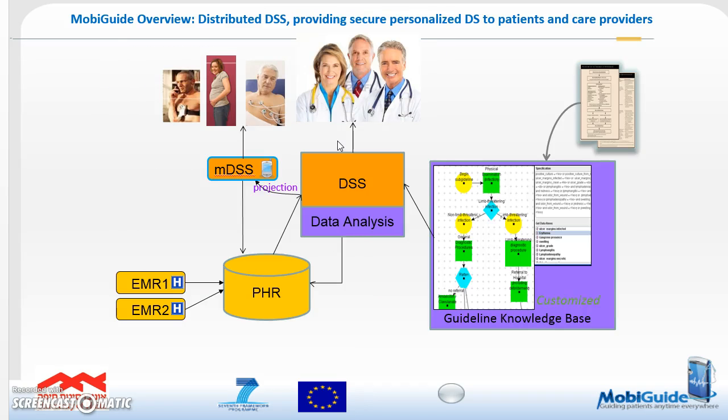The MobiGuide project delivers a distributed decision support system that provides secure and personalized decision support to patients and their care providers. The decision support is based on clinical guidelines that are represented in computer interpretable guideline format. A decision support system that consists of a back-end system and a mobile system interacts with this guideline knowledge and crosses it with patient-specific information that is collected from hospital medical record and from sensors, and delivers the advice to patients and to their care providers.